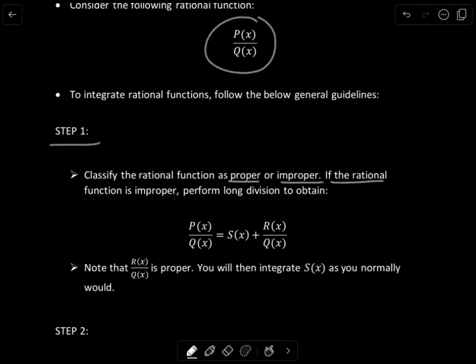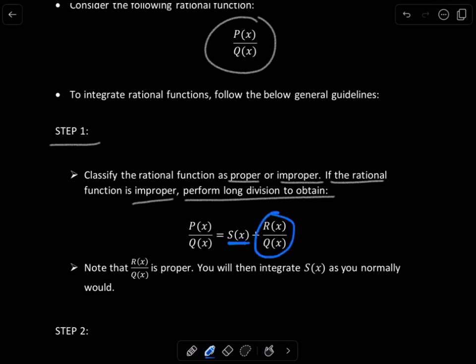If the rational function is improper, perform long division to obtain s of x plus the remainder divided by q of x, where q of x is the denominator. This is what we have just done in the previous example. So we had some improper rational functions. We performed long division. You could see that in each case we could integrate s of x using the regular methods that we already learned.